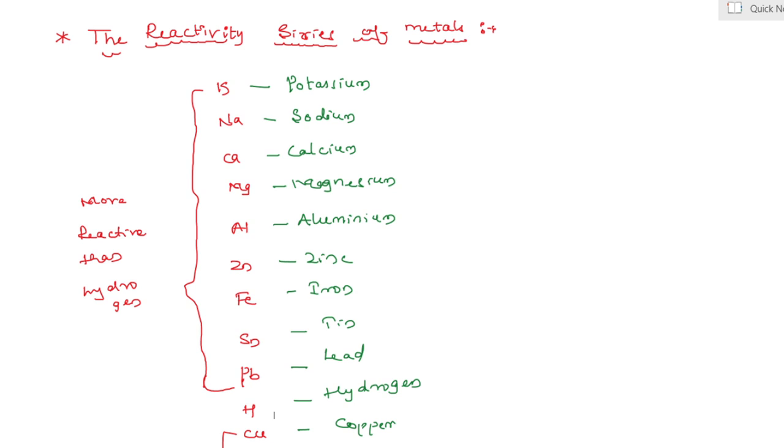Dear students, let us see in today's class the reactivity series of metals. The reactivity series is a list of metals arranged in the order of their decreasing activities. Okay, the upper side is termed as what? More reactive elements or more reactive side.